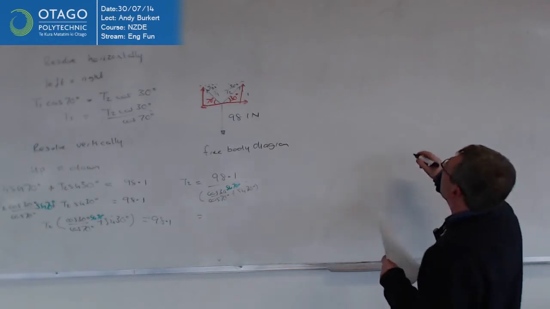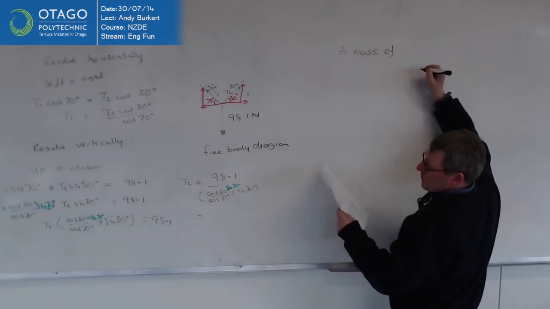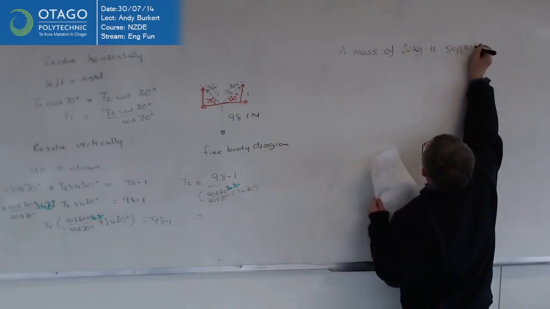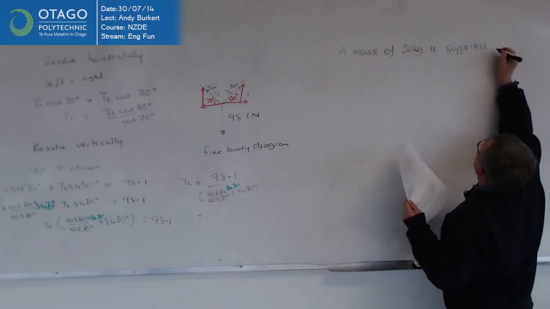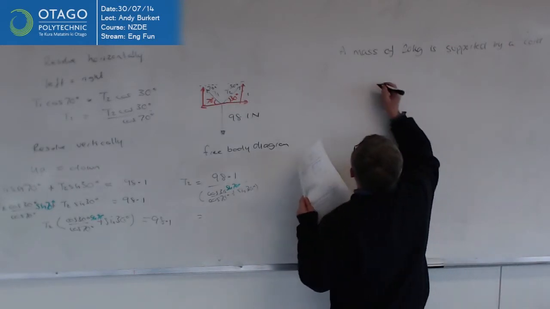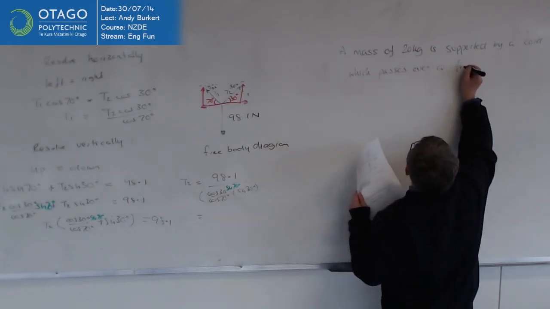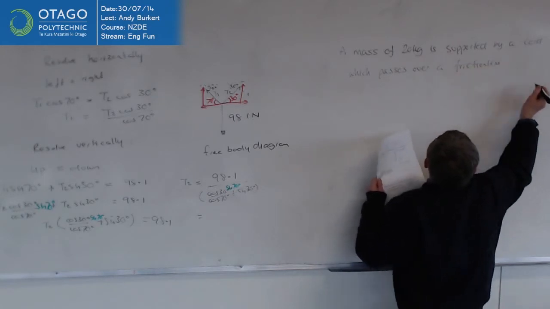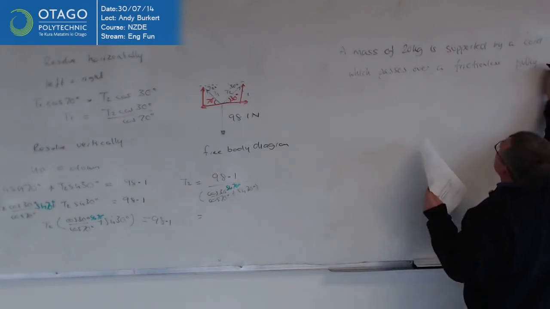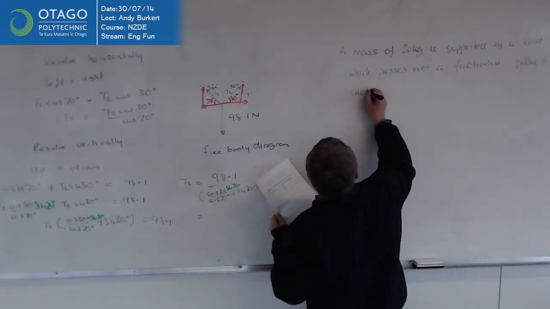Okay, so we've got a mass of 20 kilograms is supported by a cord which passes over a frictionless pulley B, which you'll see in the diagram, and is fixed to the wall at C.